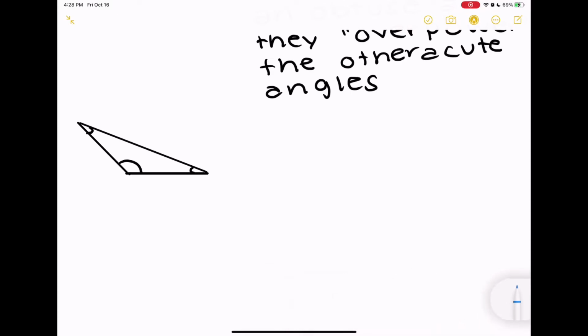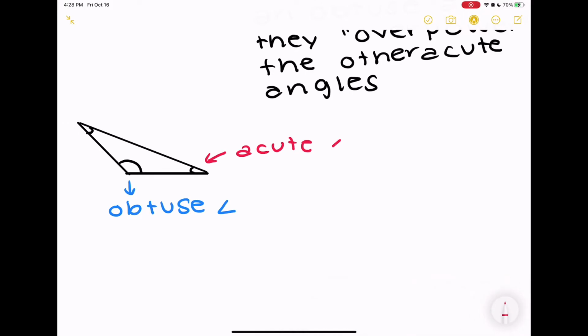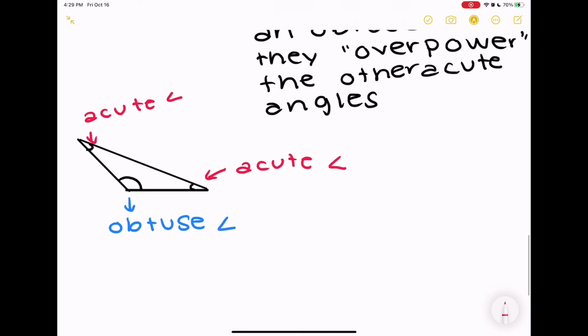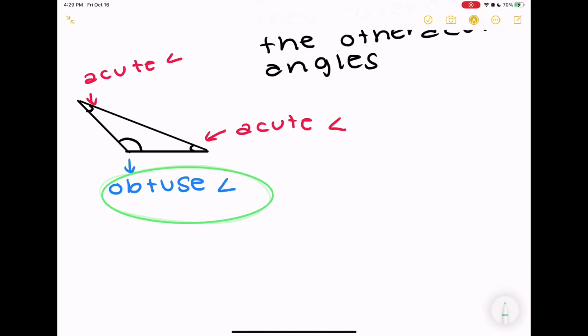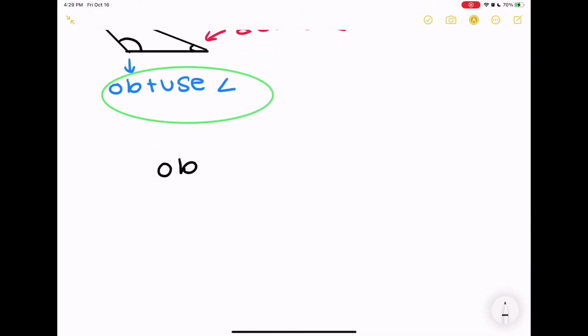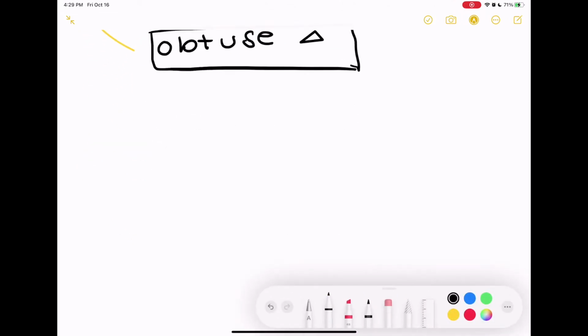It has one obtuse angle, as you can see, because it's more than 90 degrees, and it has 2 acute angles, this one and this one. Now, if we refer back, the obtuse angle is going to overpower the other angles. So we call this an obtuse triangle because it has one angle that's obtuse, but it overpowers the acute. So now we know the triangle above is an obtuse triangle.